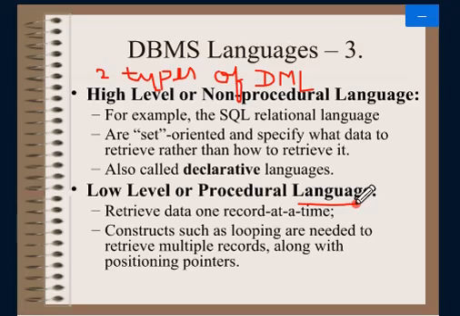This type of DML typically retrieves individual records or objects from the database and processes each record separately. Therefore it needs to use programming language constructs like looping. When we want to retrieve one record at a time, we have to go for the concept called looping, to retrieve and process each record from the set of records.